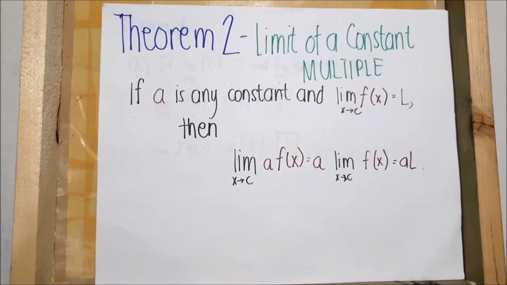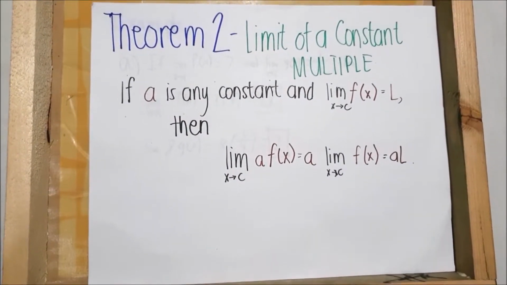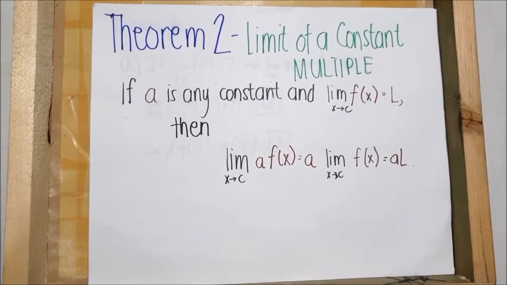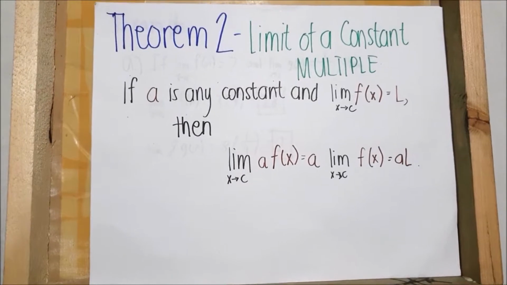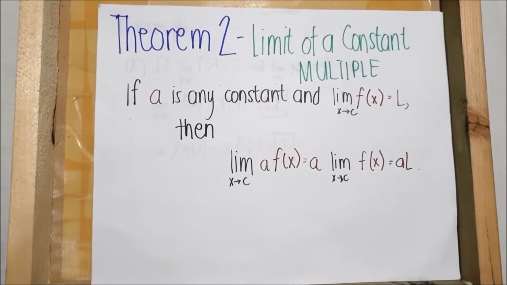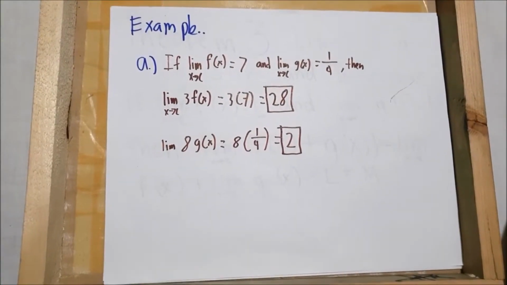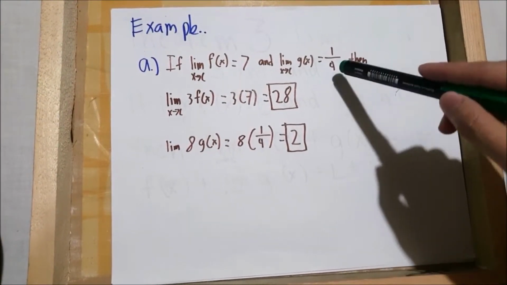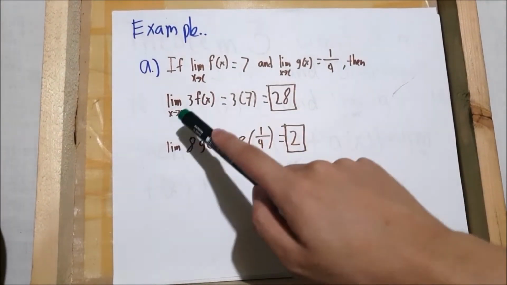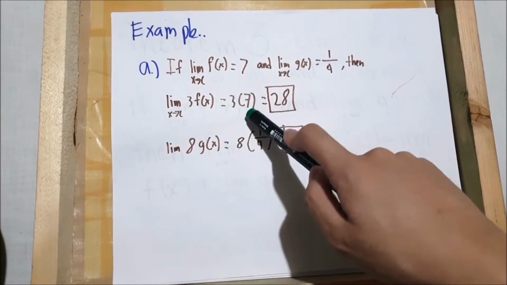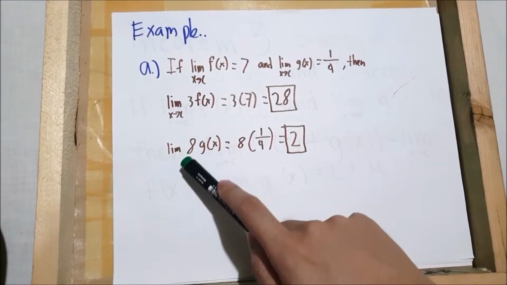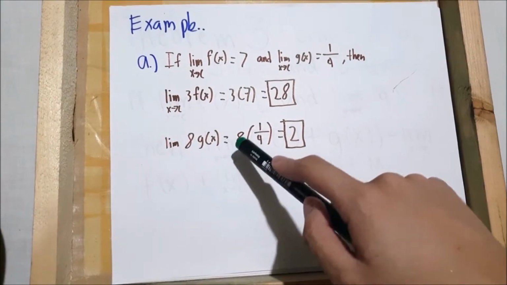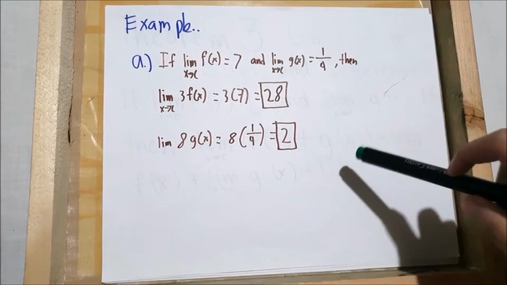Theorem 2. Limit of a constant multiple. If a is any constant and the limit of f of x as x approaches c is equal to L, then the limit of a times f of x as x approaches c is equal to aL. Example. If the limit of f of x equals 7 and the limit of g of x equals 1 over 4, then the limit of 3 f of x equals 3 times 7, which is equal to 21. And the limit of 8 g of x is equal to 8 times 1 over 4, which is equal to 2.